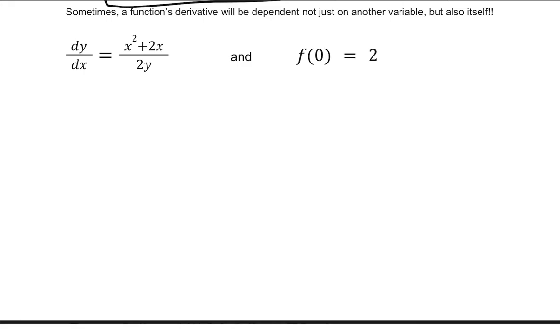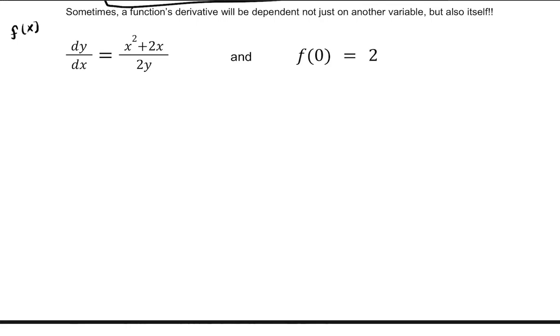And so if you look at this, the derivative of y with respect to x is x squared plus 2x over 2y. All right, this is sort of the beginnings of multivariable calculus, where you've got some function, some f of x, but it turns out that the derivative of the function depends on both the input x as well as y, the output. And so just a quick, okay, where could I possibly see this in real life?